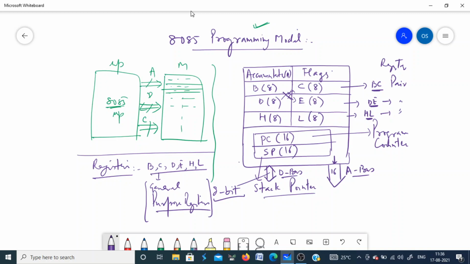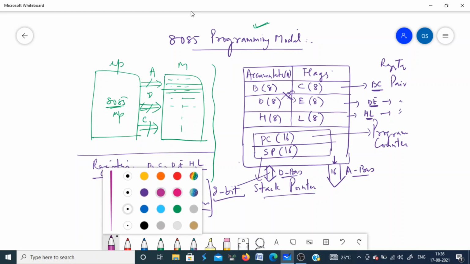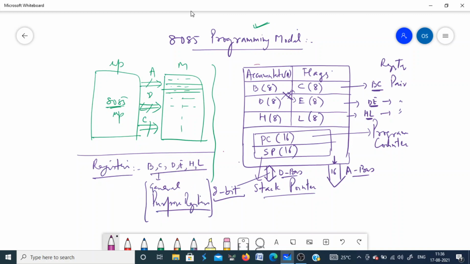Now apart from these 6 general purpose registers, you have a very important register in the microprocessor, which is called the accumulator, and this is of course also an 8-bit register. This accumulator is basically part of your ALU. Register A, which we call the accumulator, is the most widely used register in the microprocessor.